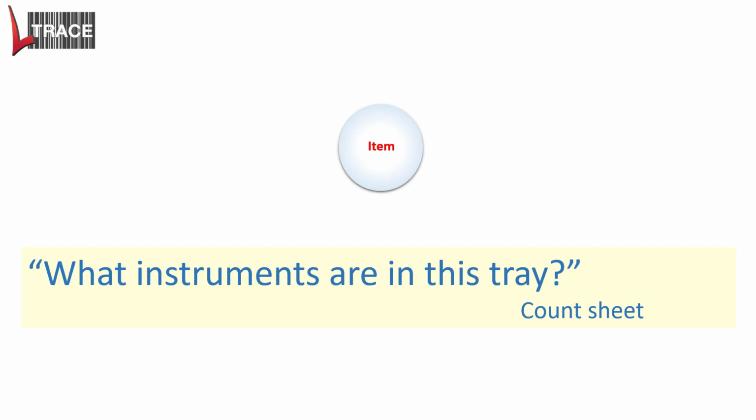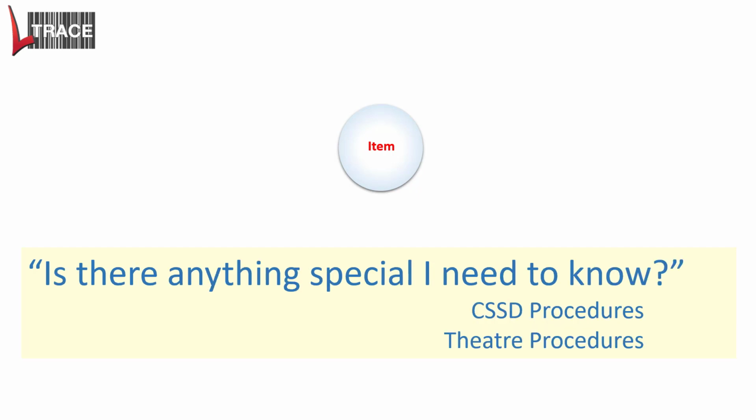What instruments are in this tray? Now that's your count sheet. So rather than having to maintain a Word document or an Excel spreadsheet or whatever, it can all be centrally controlled and easily updated. So what instruments are in this tray? And you can print that out immediately. Is there anything special I need to know?